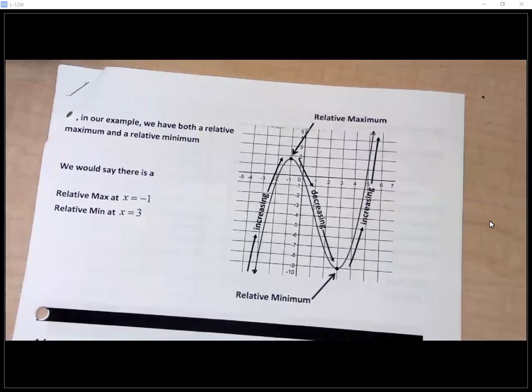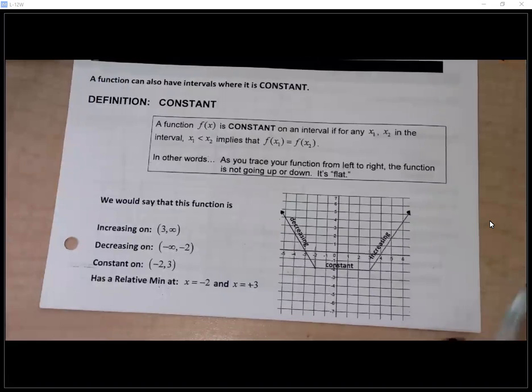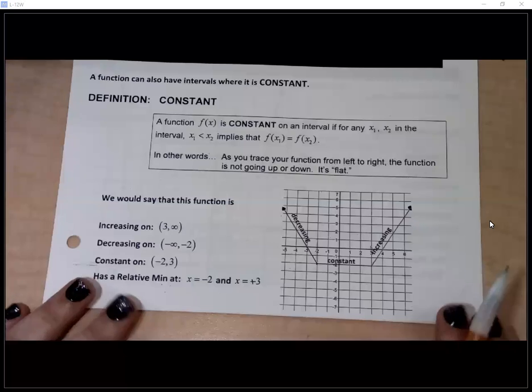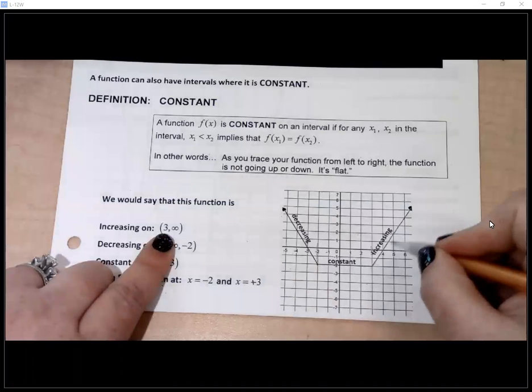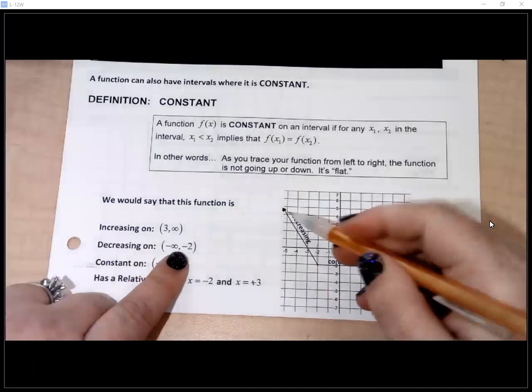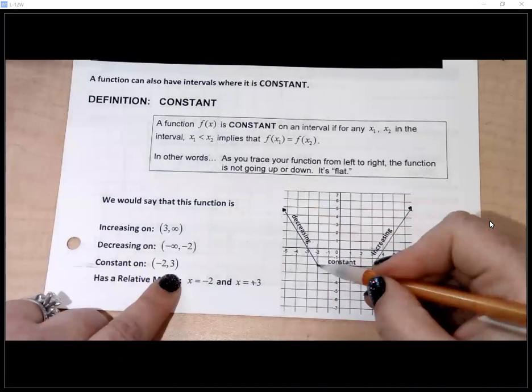All right, let's take a look at a graph like this one down at the bottom. It is possible that you have a piece of your graph that's just kind of flat. So here, we are not increasing, we're not decreasing, we would just be constant there. Take a look at what we can describe about this graph. Where is it increasing? Only this chunk here, between 3 off to positive infinity. Where are we decreasing? Here from -infinity all the way up to -2. We are constant in between -2 and 3.